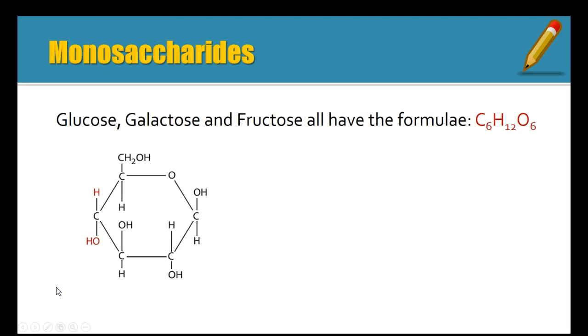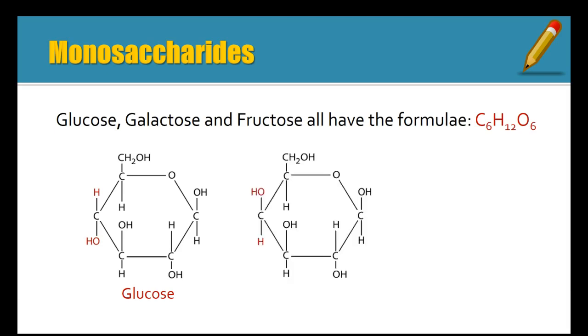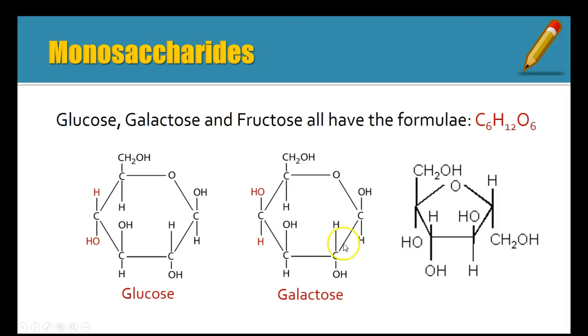Okay, so that video very nicely summarizes the different types of saccharides, your mono, disaccharides, and polysaccharides. So we have three different monosaccharides, glucose, galactose, and fructose. Their chemical formula is the same, but the way that the atoms are arranged is different. So you need to know the difference between the three of them.